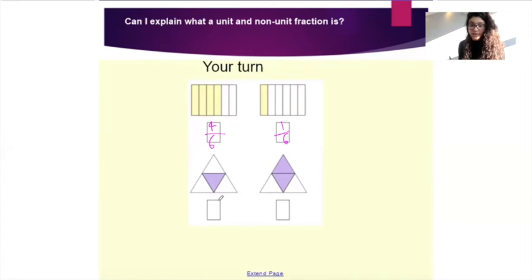I can see there's 1 coloured in triangle out of how many? 1, 2, 3, 4. So 1 out of 4 has been shaded there. And what about here? I can see 2 being shaded out of how many altogether? 1, 2, 3, there are 4 triangles altogether. So 2 out of 4 have been shaded there.